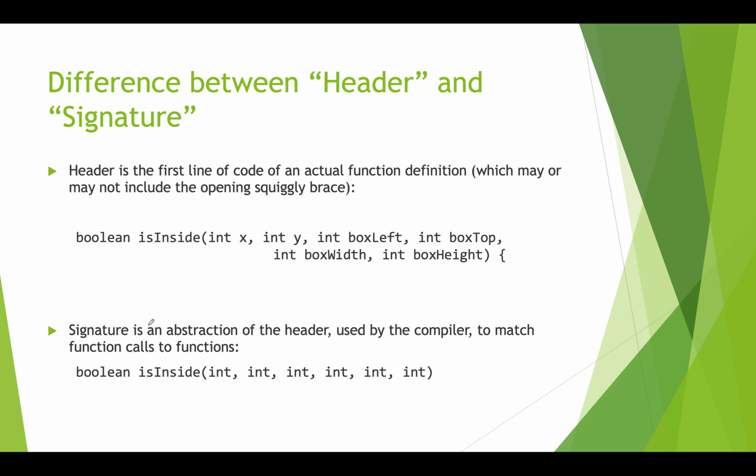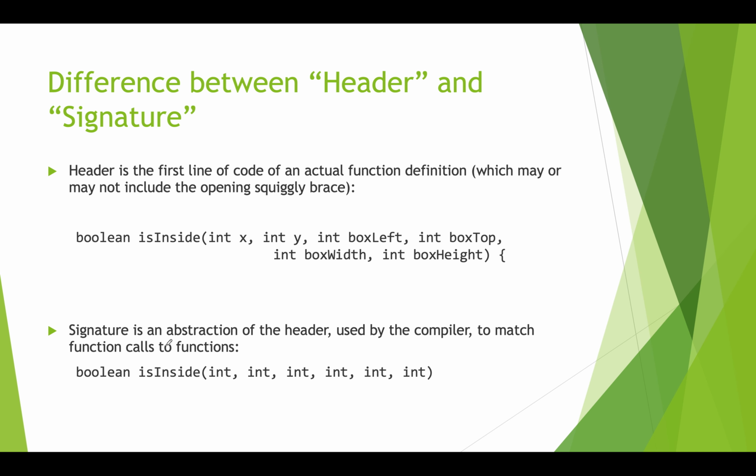So we use the terms header and signature, and I want to just clarify what the difference is. So header is the first line of code in an actual function definition. And you could consider the header as including this curly brace or not, because sometimes people put the curly brace on the next line. That's a style issue. But the header is the return type, the name of the function, and for each parameter, the parameter type and the parameter name. So int x, int y. That's the header, and it's the first line of where the function is actually declared without the body.